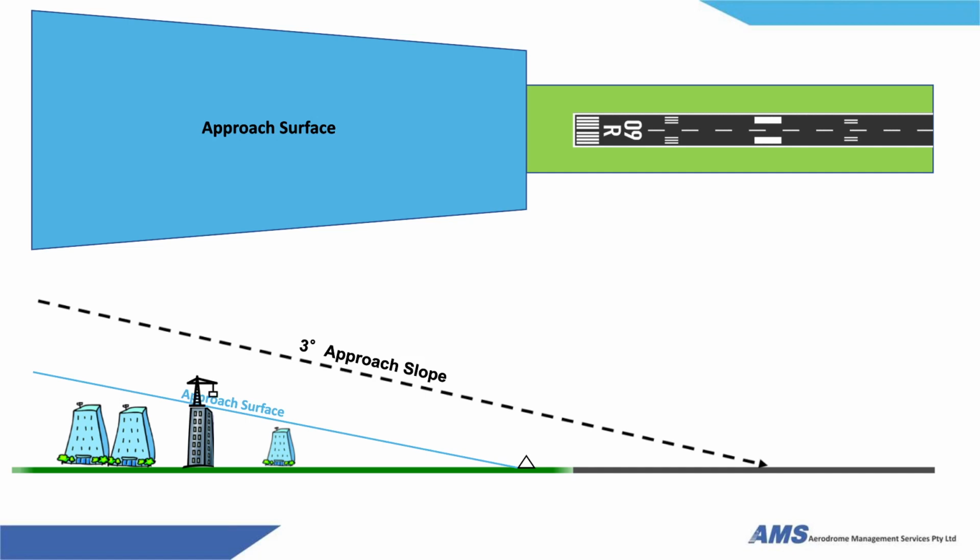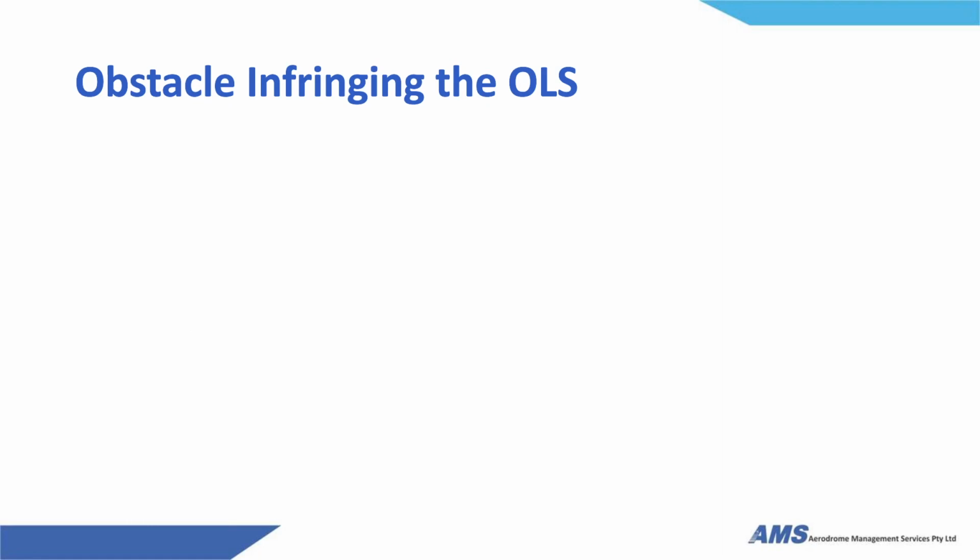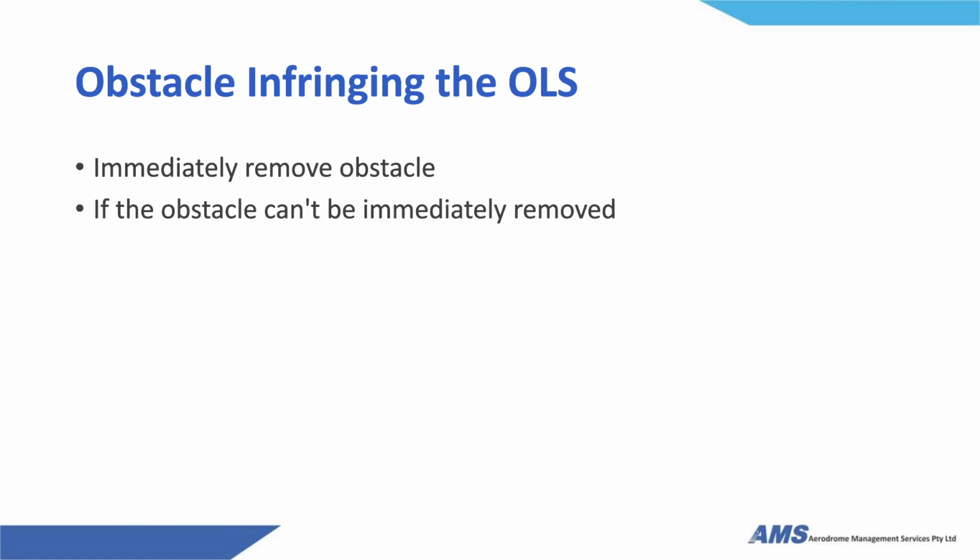Now, the height of most cranes aren't taken into consideration when the approval process is going ahead. But by having a crane placed on top of an approved structure, we now no longer have an obstacle-free approach surface. We therefore don't have a serviceable runway. So if we do have obstacles infringing the OLS, we immediately have to remove that obstacle. If the obstacle can't be immediately removed, then we need to close the runway.